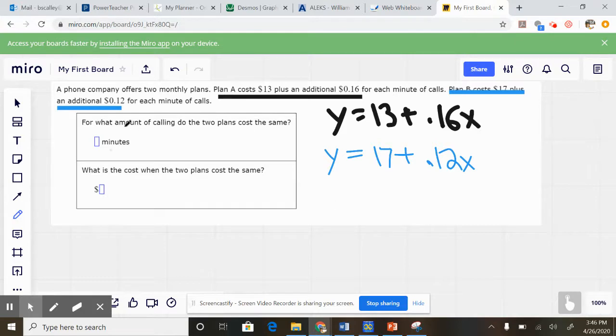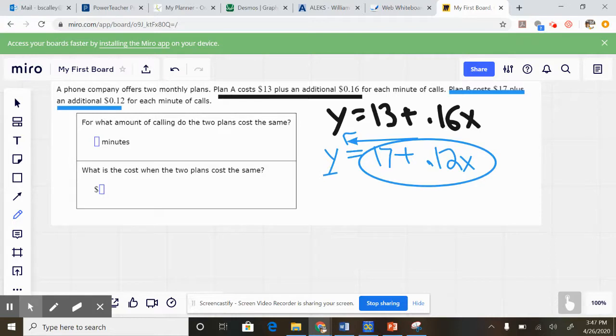I want to find out for what amount of calling do the two plans cost the same. So when would these two plans be equal? Since they're both in slope-intercept form, if I had a graph, graphing would probably be the easiest method, but I don't have a graph. So what I'm going to do is substitution. If this y is equal to 17 plus 0.12x, I'm going to plug that in for this y.